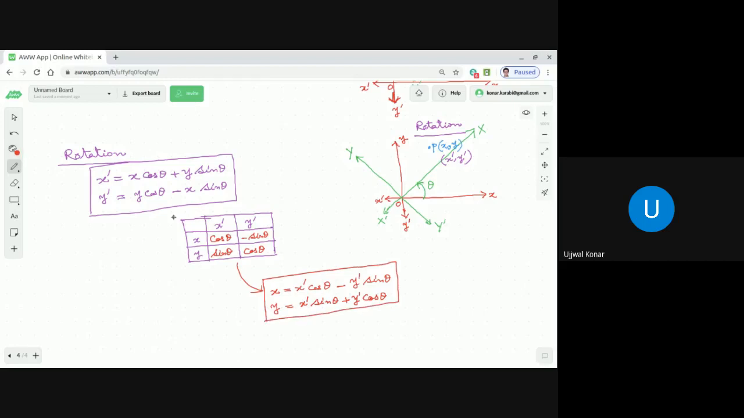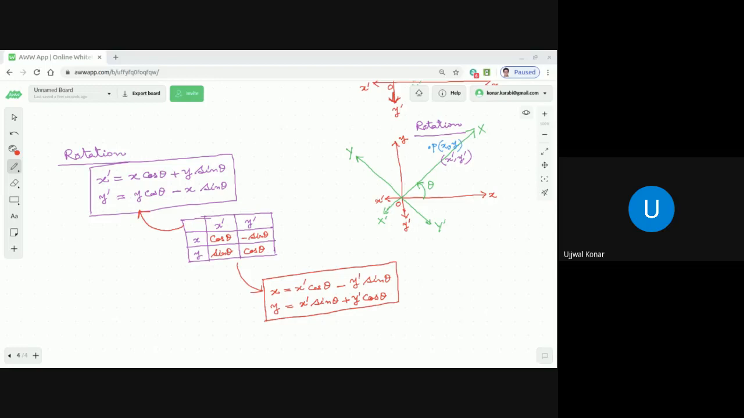And we already found x dash and y dash in a similar manner from this table, that x dash equal to x cos theta plus y sin theta, and y dash equal to minus x sin theta plus y cos theta. So this is about the translation and rotation, dear students. Now, what will be best is if we can solve a couple of problems together. Okay, so let's solve a problem.